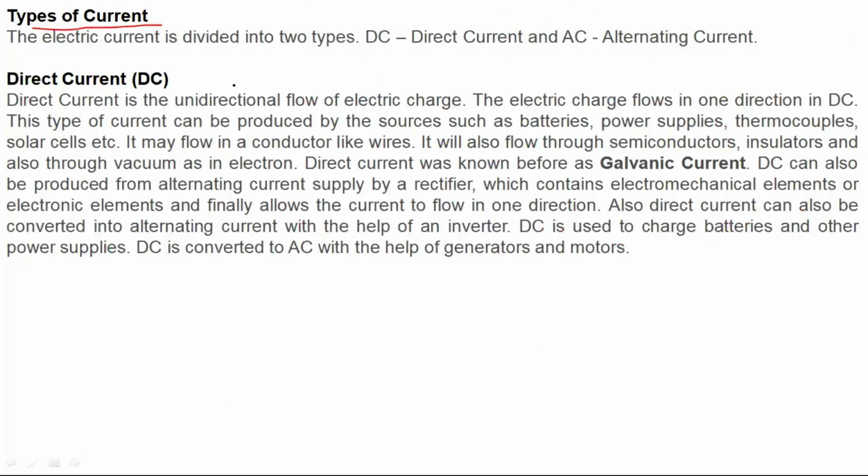Next, there are two types of currents. The electric current is divided into two types, DC, direct current, and AC, alternating current. Now we will discuss direct current, DC. The direct current is the unidirectional flow of electric charge. That means it flows in only one direction.